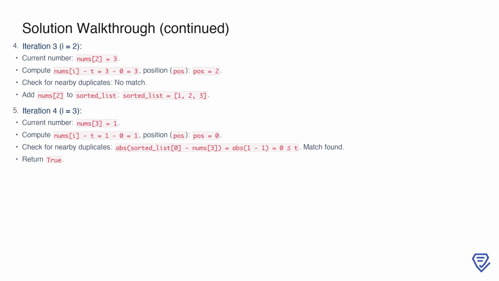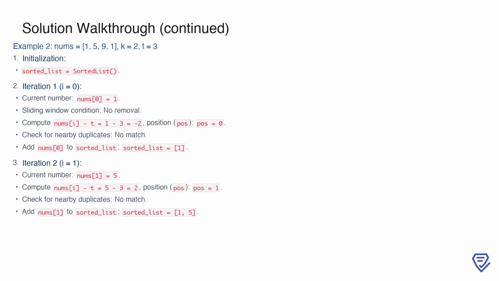Finally, for the fourth iteration with nums[3] equal to 1, the calculation nums[i] - t results in 1 - 0, giving 1. This time, the position for insertion is 0. When we check for nearby duplicates, we find that the absolute difference between sorted_list[0] and nums[3] is abs(1 - 1), which equals 0. This is less than or equal to t, meaning we've found a match. At this point, the function returns true, confirming that the condition is satisfied for this example.